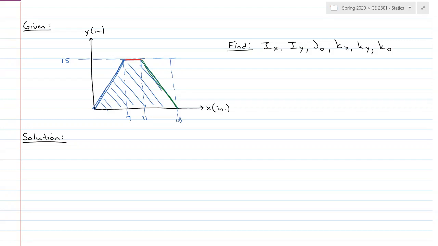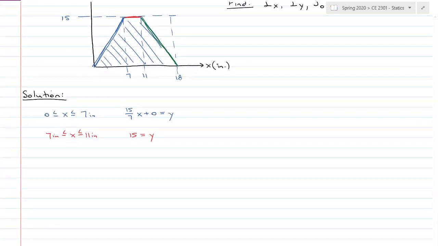All right, so my first one goes from 0 less than or equal to x less than or equal to 7 inches. And its equation, rise over run, is 15 over 7 x plus 0 equals y. My next one goes from 7 inches less than or equal to x less than or equal to 11 inches. And it is just 15 all the way across.